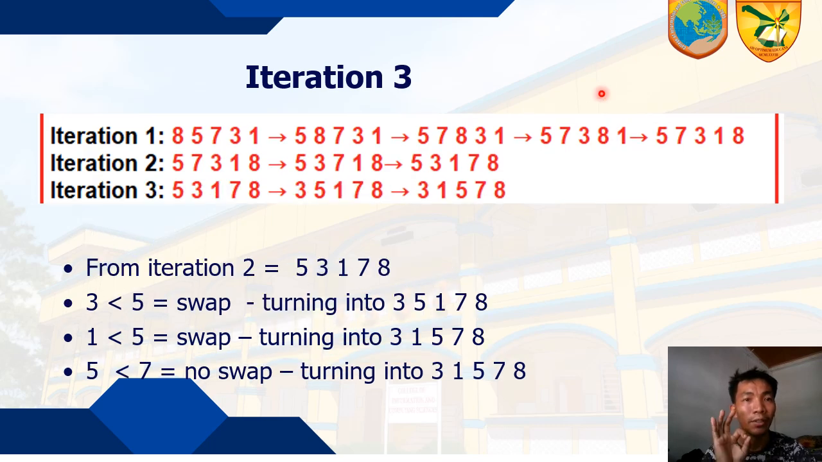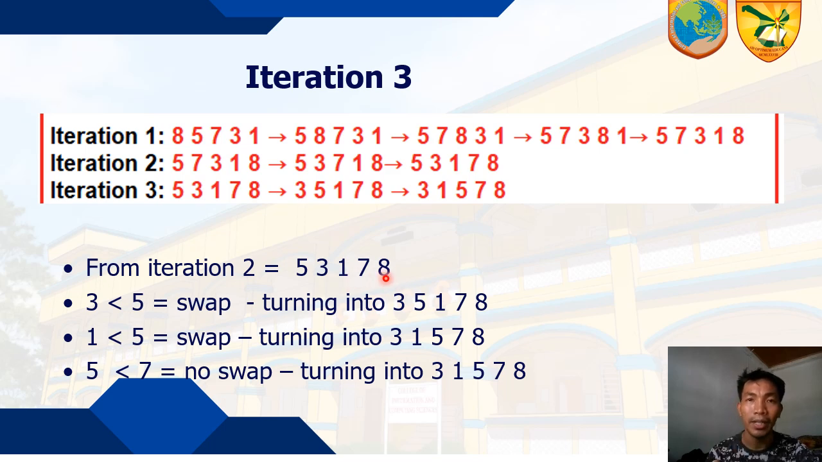Now, for the third iteration, the sequence will be 5, 3, 1, 7, and 8. Why do we still need to perform the third iteration? Remember that the order of our elements in the list is not yet in proper order. We can see here that still 5 is greater than 3 and 3 is greater than 1. We can also see that the order of 1, 7, and 8 is correct because 1 is less than 7 and 7 is less than 8 respectively.